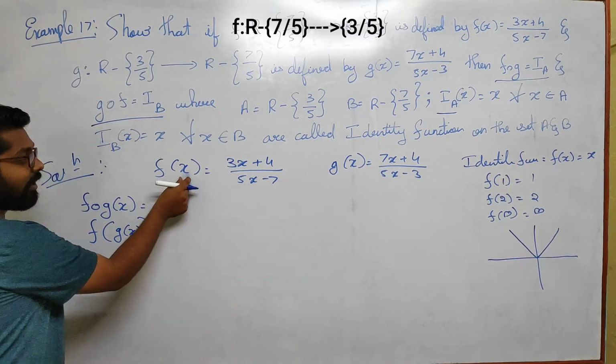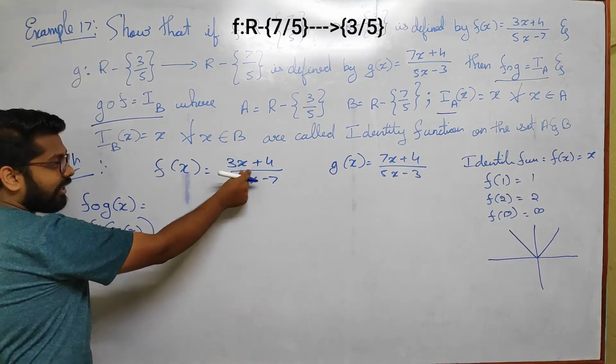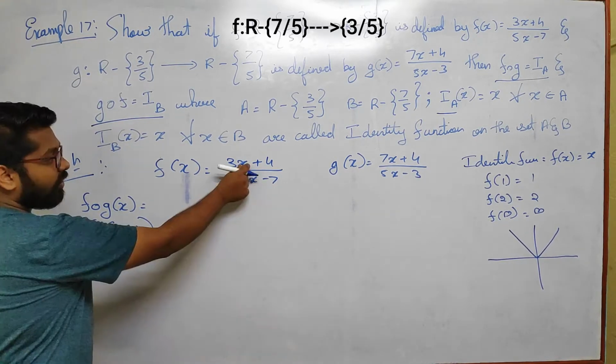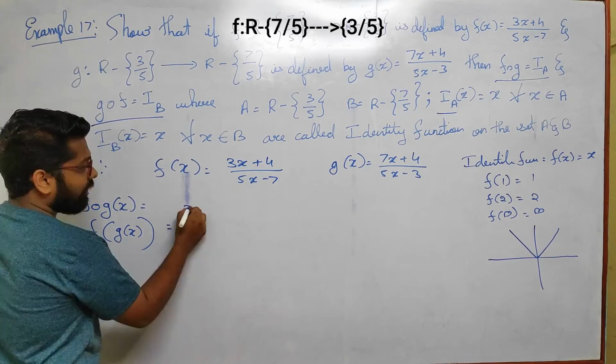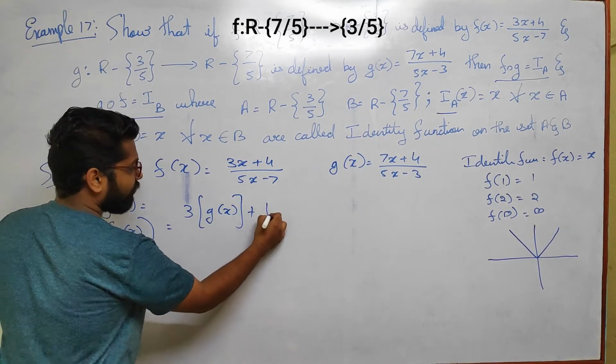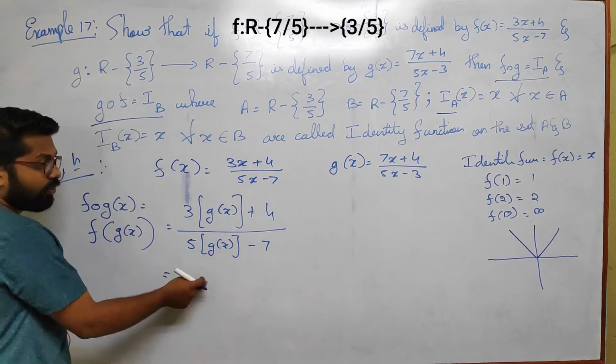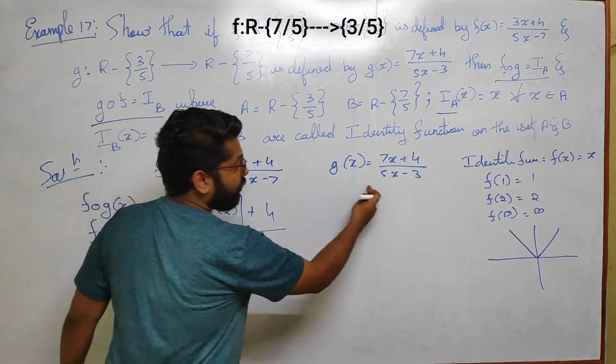In f of x, you have x here, that's why you are getting x here. If you have y here, you will get y. If you have g of x here, you are going to get g of x both ways. 3 into g of x plus 4 divided by 5 into g of x minus 7. You know what g of x is equal to? This whole thing.